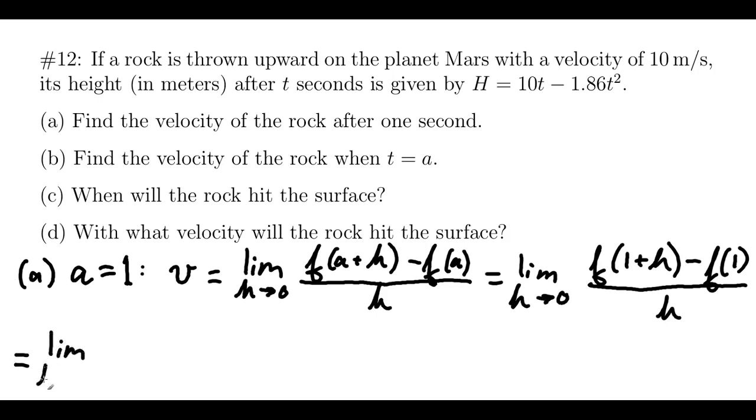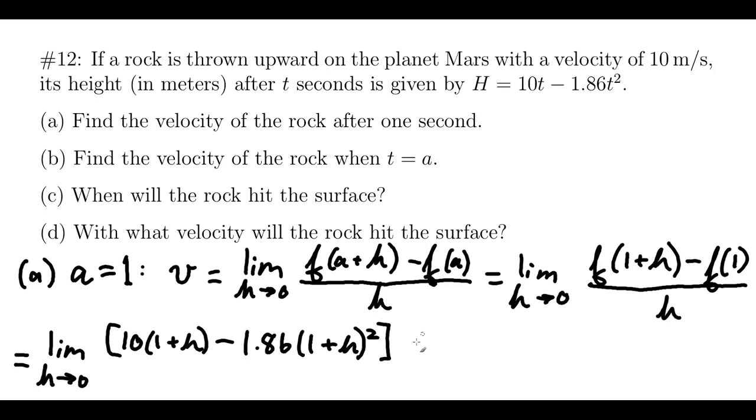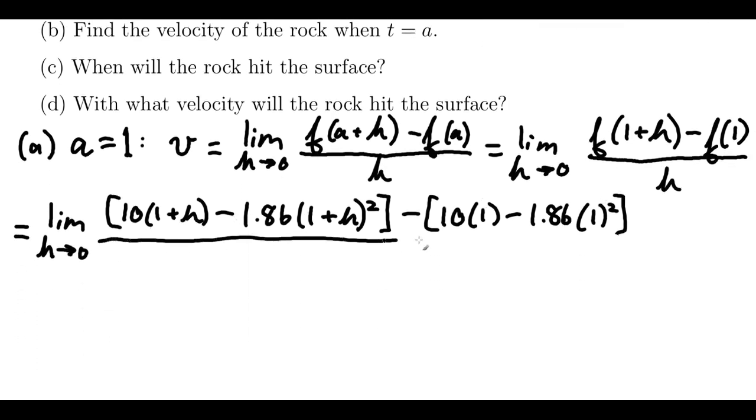So we'll have the limit as h approaches 0, f of 1 plus h, so we're just putting 1 plus h in for our variable. In this case, that's t. So we have 10 times t, so that's 10 times 1 plus h, minus 1.86 t, that's 1 plus h, squared. So there's our first function, minus f of 1. Well, plugging in 1, we have 10 times 1 minus 1.86 times 1 squared. This is why I tend to use these square brackets here, because you're subtracting one function from another, and if there's more than one term in the function, you need to make sure that you have grouping symbols so that you don't make a sign error. But this is all over h.